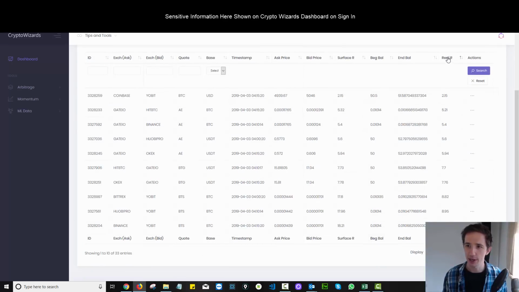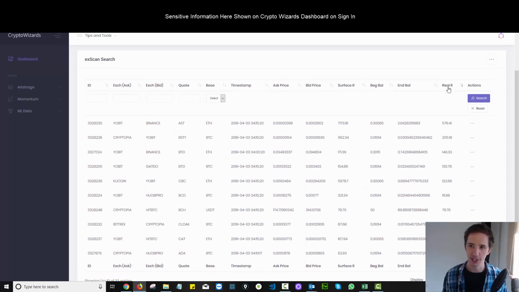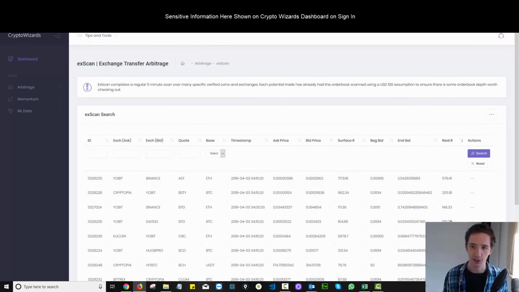And this is really where you need to be the most careful. You can see over here, you can easily sort columns. You can filter on columns. I like to just sort by this real rate. And I'll put a link to the video that I posted yesterday, which talked about the difference between the surface rate and the real rate. The real rate is the real rate. This is where we've tested with $100 to make sure this is a real arbitrage opportunity. That's what this does.